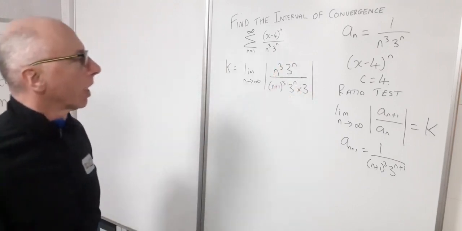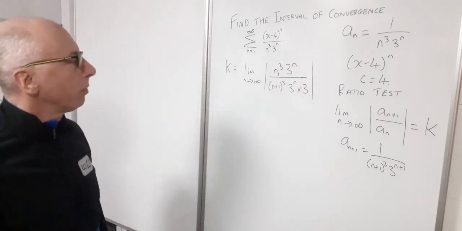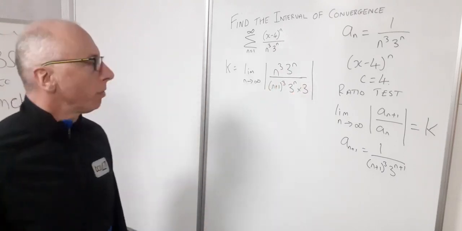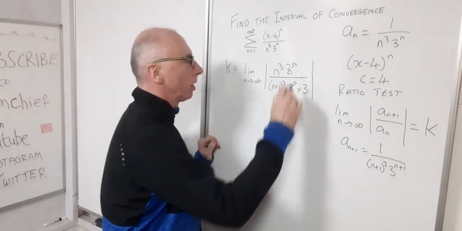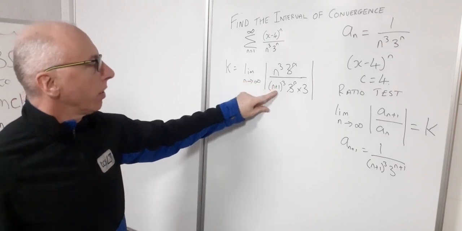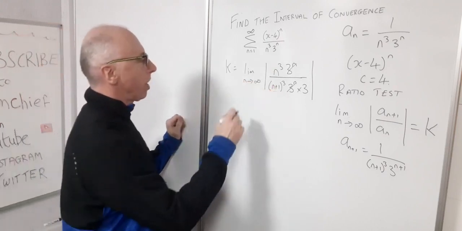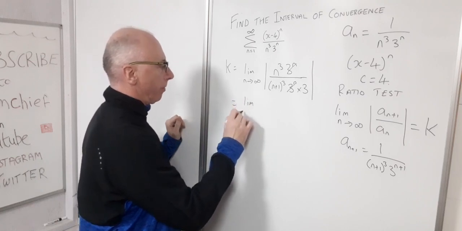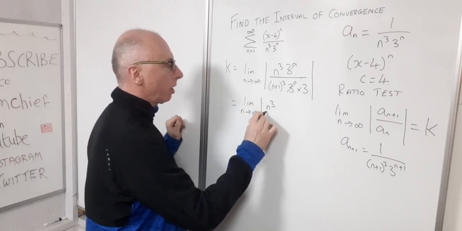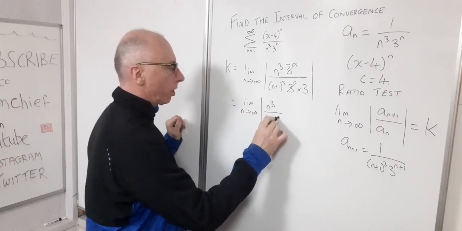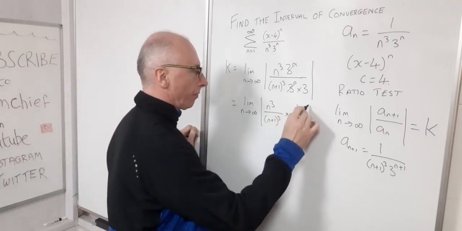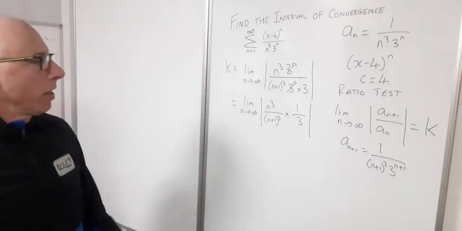Okay. Now what I want to do is try and simplify this with some algebra. Now 3 to the n is in both numerator and denominator, so they can cancel. This 3 can stay as it is, but here I've got n cubed divided by (n plus 1) cubed. So let's just rewrite that. So then I've got the limit as n approaches infinity, absolute value, n cubed divided by (n plus 1) cubed. I can multiply that now by a third. And I want the absolute value of that. So that will break that down.